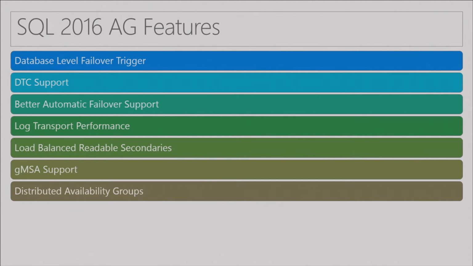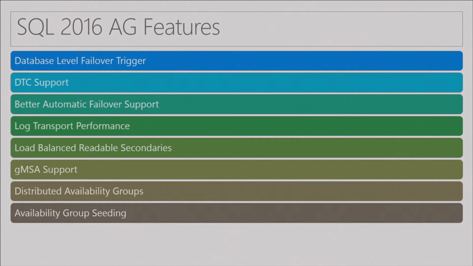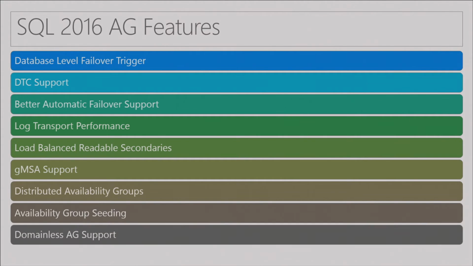We've got now what are called distributed availability groups. Again, I'll describe that in a minute. We've got availability group seeding. This makes deploying these things much easier. And domainless availability groups. I think that's all of them. Yeah, that's all of my bullet points. So let's run through these.